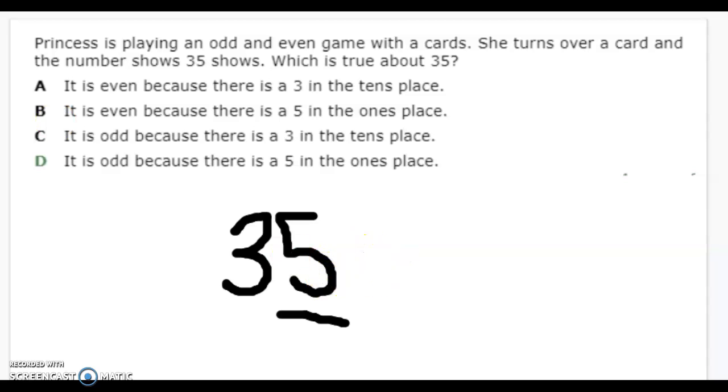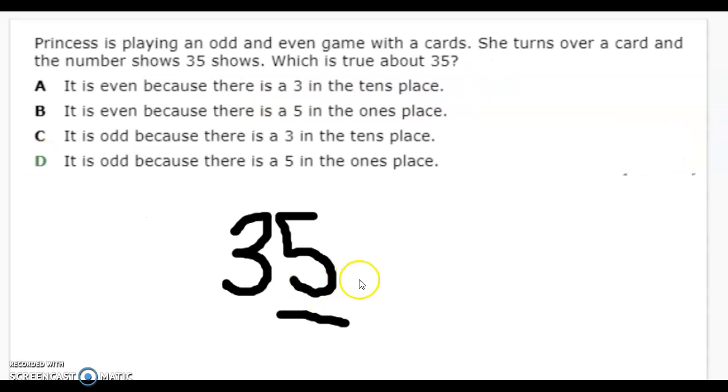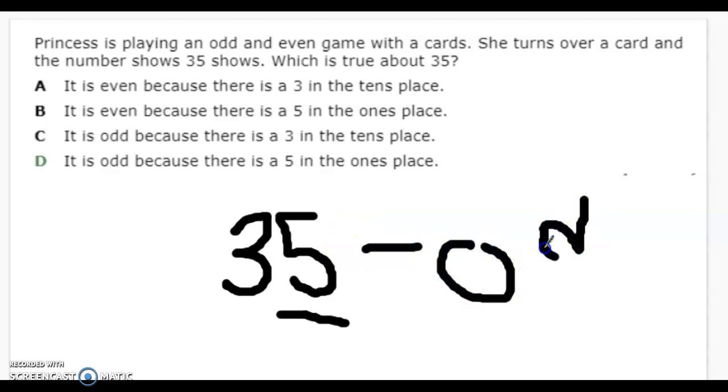And I know that 5, so if I don't remember, I can go back. And I know that 5 is an odd number. So that means that the number 35 is going to be odd. Okay? And the number 35 is odd because 5 in the ones place is an odd number. Not because of the 3, not because there's 2 digits, but because the 5 in the ones place. So it is even because there are 3 in the tens place. It is even. That makes it wrong. It is even. It is not an even number.